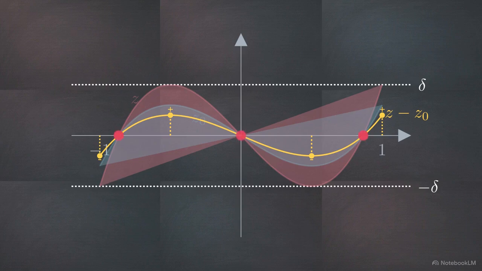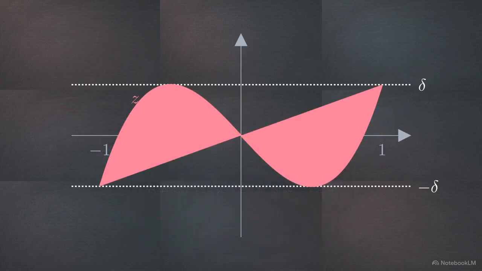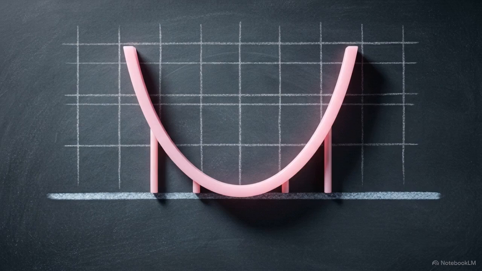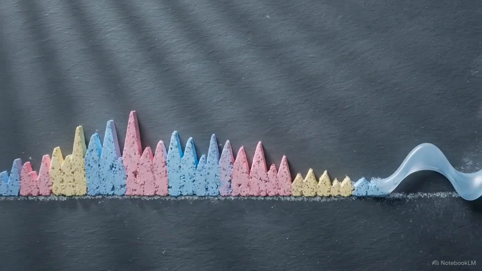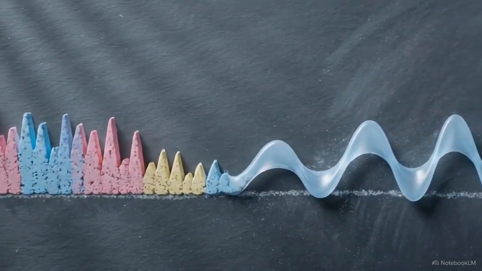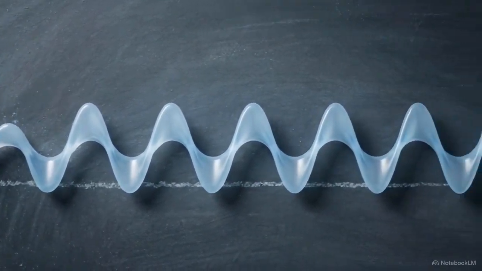To alternate between these positive and negative values, a continuous function must cross the 0 line at least n times. But this difference is a polynomial of degree n-1. It cannot possess n roots unless it is 0. This confirms our original approximation was already the unique optimal choice. This specific alternating error pattern is the mathematical indicator that an approximation has reached its most efficient distribution.